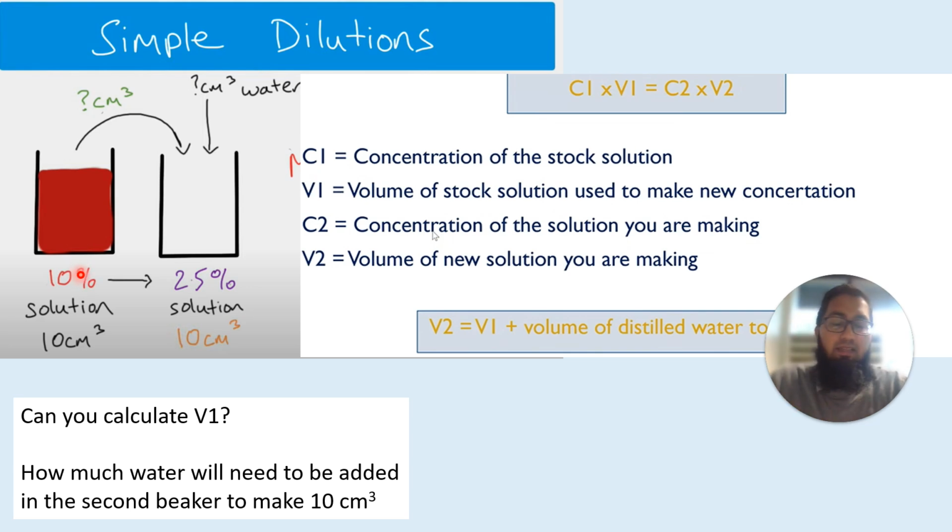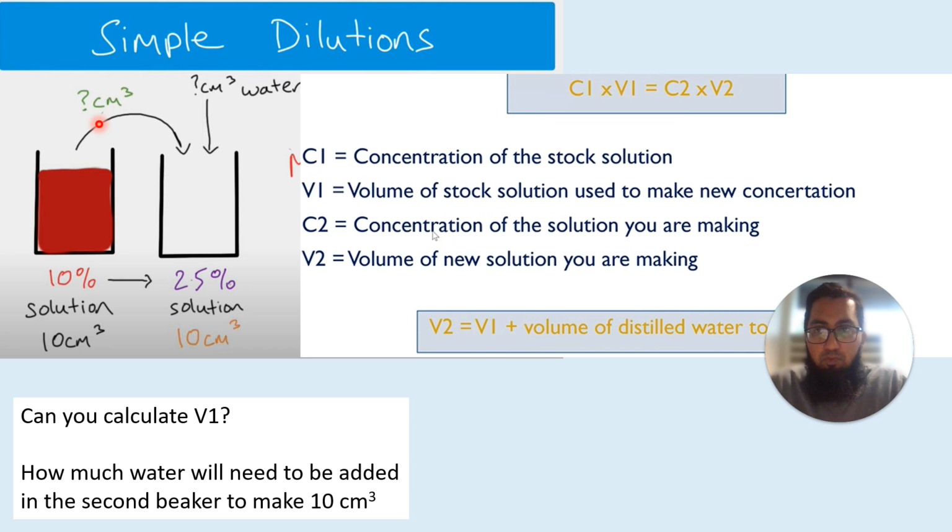In here I'm saying percentage, but in the exam it might be mol dm^-3. You'll have a proper unit for it. So that's the concentration, my C1. Now I'm going to take one part of that into my new beaker, or new test tube. So that is my V1.